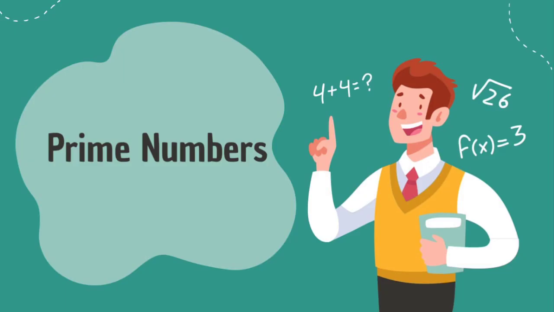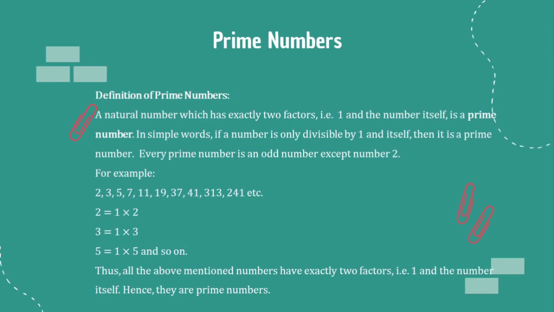Next, prime numbers. Definition of prime numbers. A natural number which has exactly two factors, 1 and the number itself, is a prime number. In simple words, if a number is only divisible by 1 and itself, then it is a prime number. Every prime number is an odd number except the number 2. For example, 2, 3, 5, 7, 11, 19, 37, 41, 313, 241, and so on.